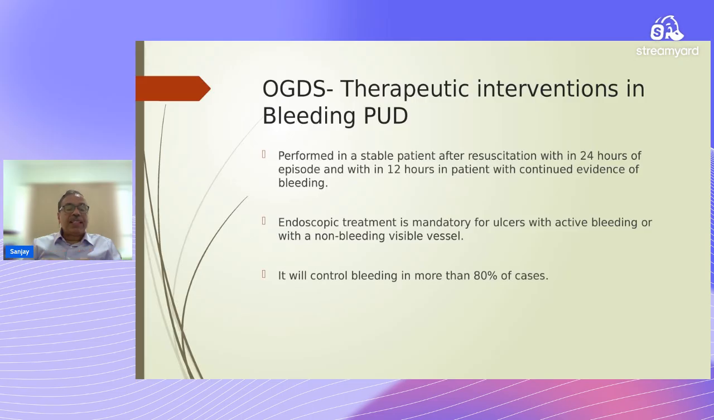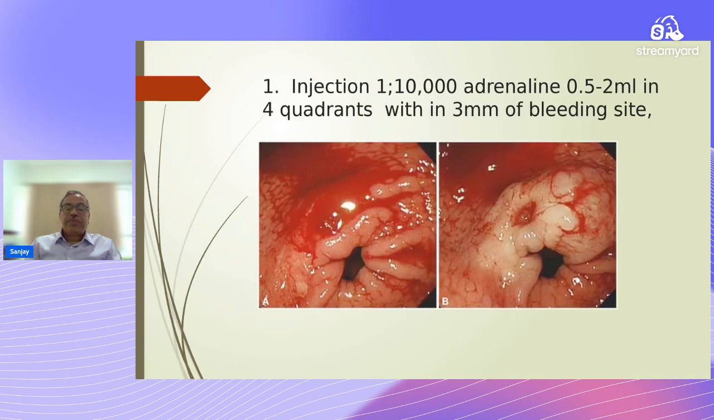We have already seen that in more than 80 to 90% of cases, it can control the bleeding without a need for any other intervention. Now, what are the different ways in which you can control the bleed endoscopically in a bleeding peptic ulcer? Number one is injection of diluted adrenaline, 1 in 10,000, 0.5 to 10 ml should be infiltrated in 4 quadrants within 3 millimeters of the bleeding site. This is one of the most important measures you can do in a bleeding peptic ulcer.